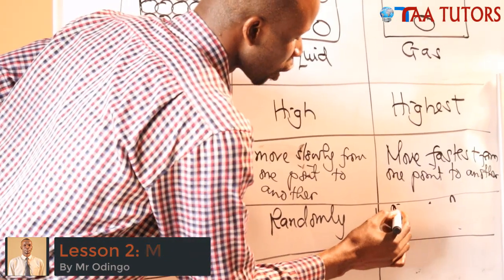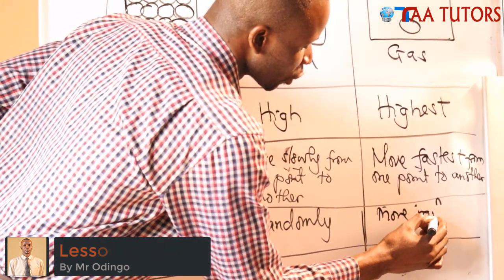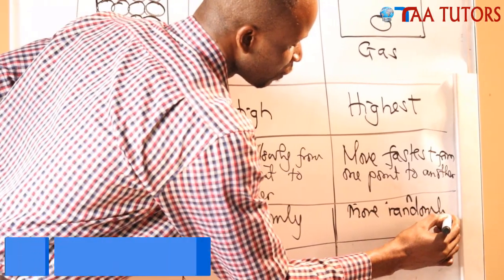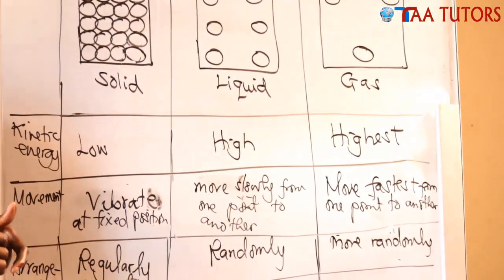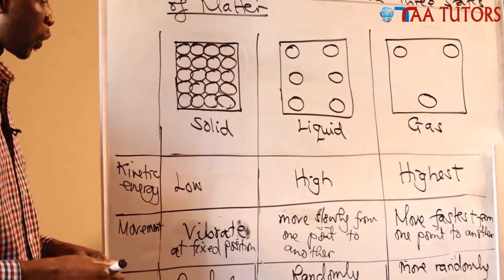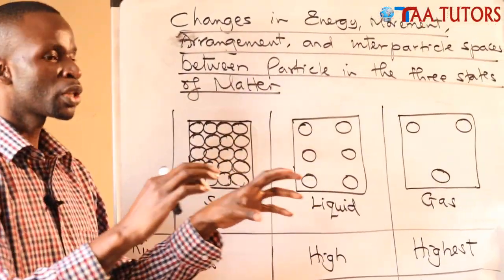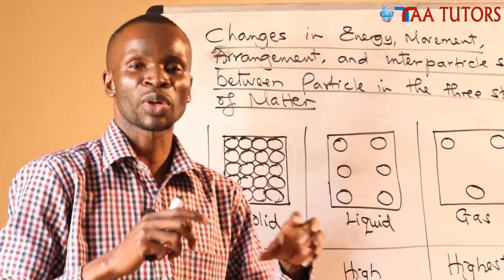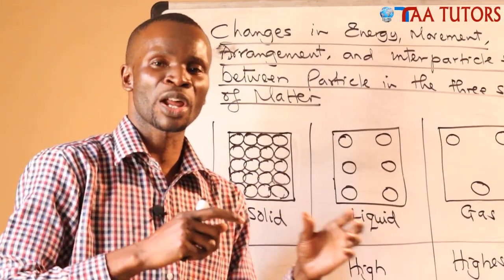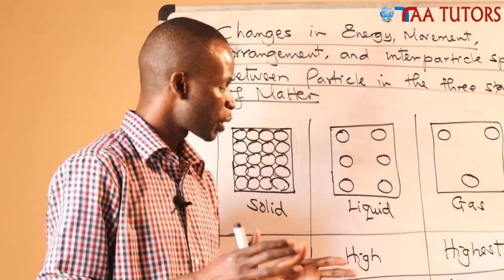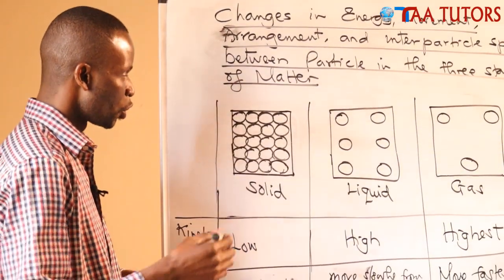Let me say more random, because the movement of gases is very, very fast. So you cannot determine the order even in one particular second. These things are random because they keep on moving. Something that keeps on moving keeps on changing the arrangement. So you can never determine whether it is regular now or not regular now. That particular point is very hard to determine.